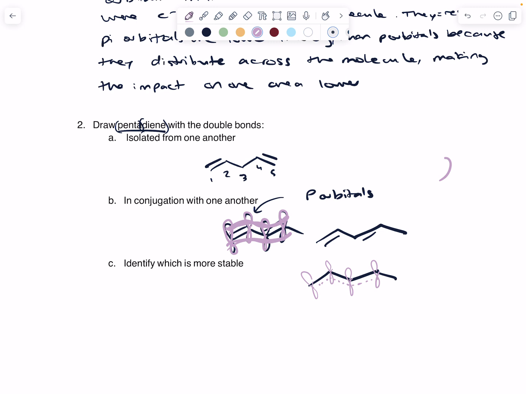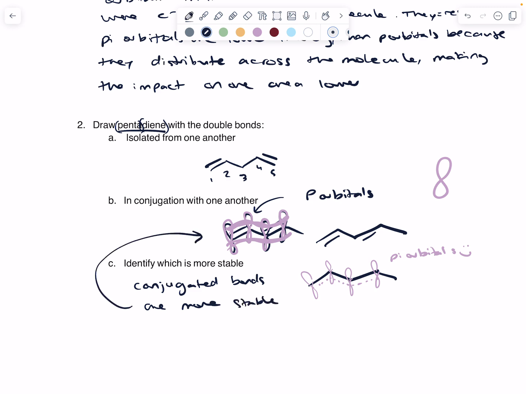And p orbitals are shaped like this, but they're not actually p orbitals. Once they start overlapping, they become pi orbitals, but those are harder to draw. So I just draw p orbitals. Okay, and identify which is more stable. I actually gave you the answer to that already. Conjugated bonds are more stable because the electrons are able to spread out. So that one is more stable.